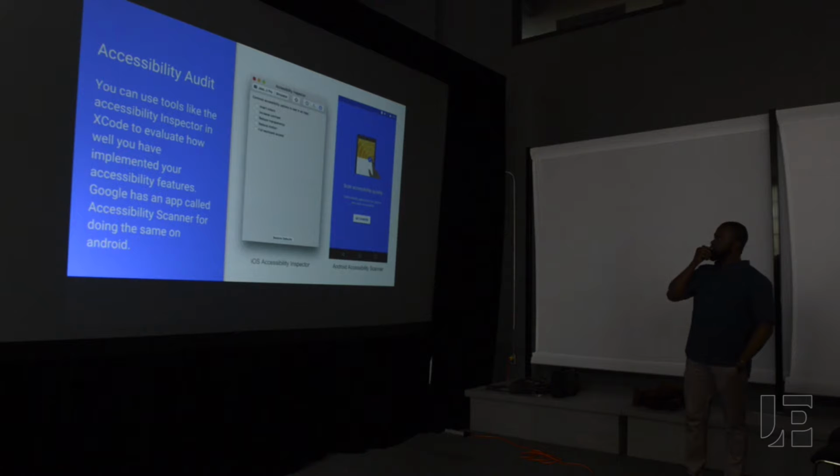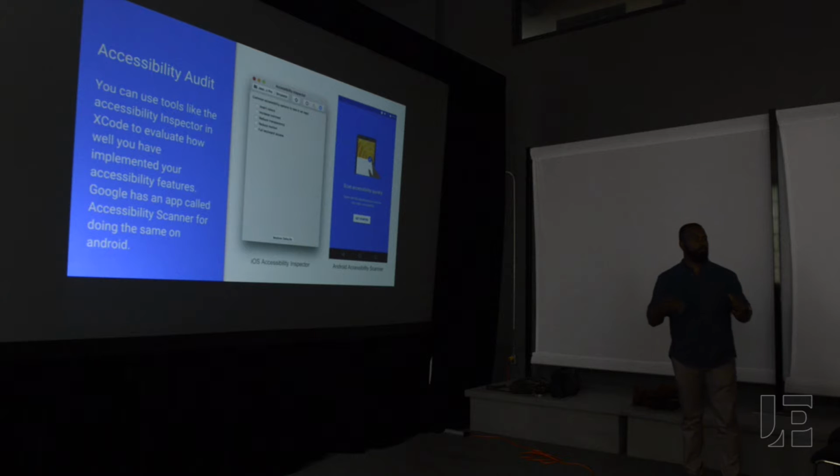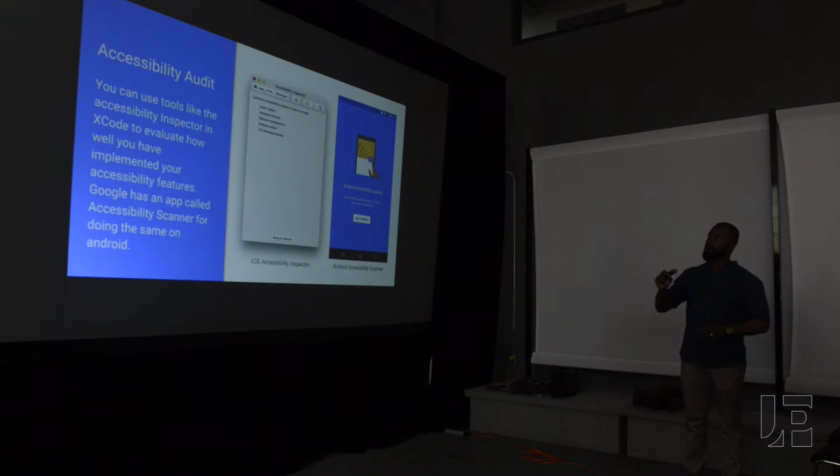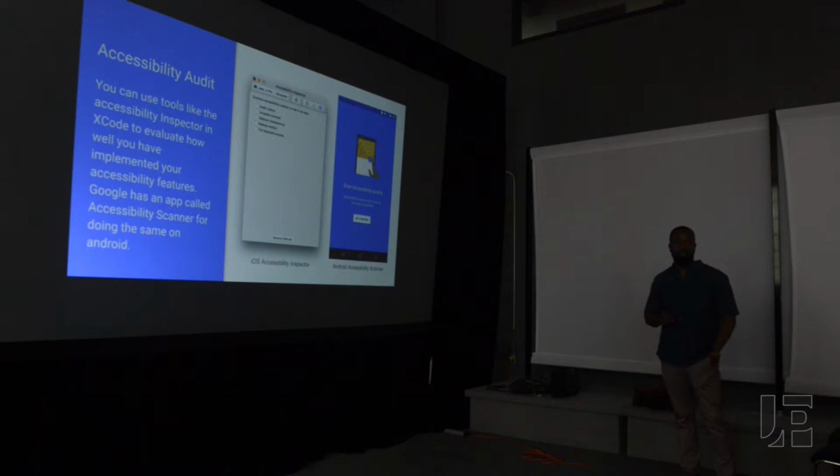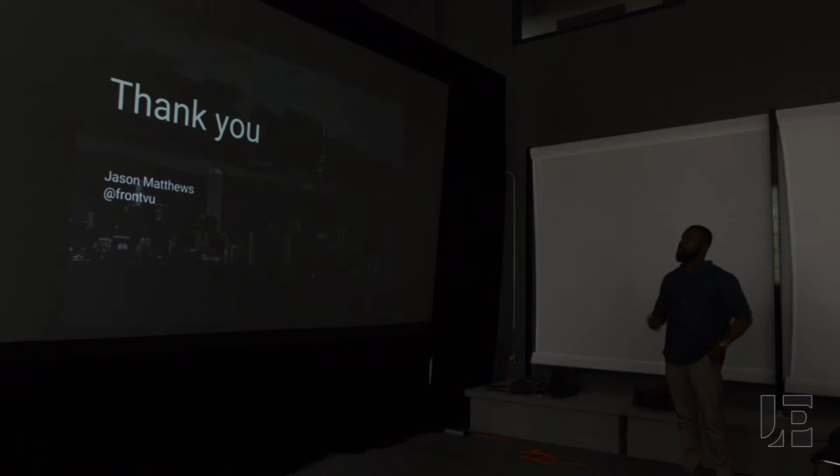And finally, after you have done all your due diligence to make your app really accessible, you have to test it and audit it and make sure that it's truly accessible. This accessibility inspector is in Xcode. You can launch that. This is an app from Google for Android called Accessibility Scanner. You can use that to evaluate your Android apps. It will scan your apps and tell you where the problems are and how to fix them. Okay. That's it. Thank you.